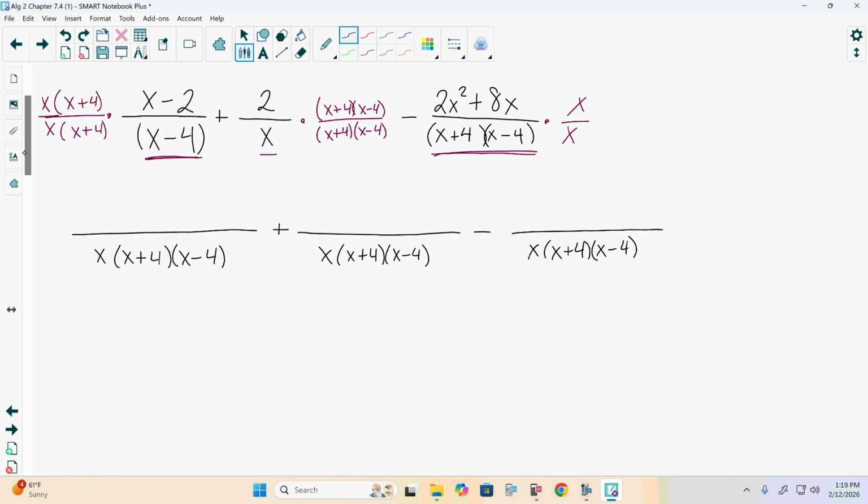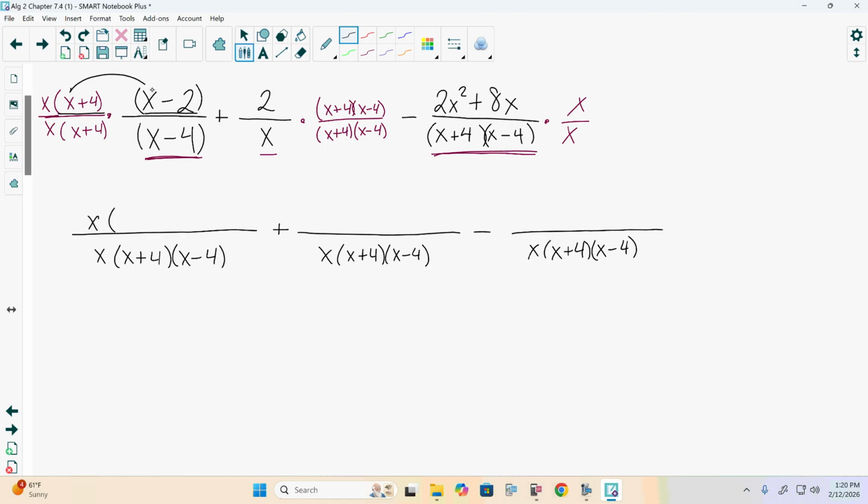Now we're going to have to multiply our numerators together. Now, if we look at the first numerator, we've got x times x plus 4 times x minus 2. We have three things being multiplied together. Do not multiply all these together. Do not multiply the x plus 4 and x minus 2 all at once, because we can't do that. What I'm going to start with is the x plus 4 and x minus 2.